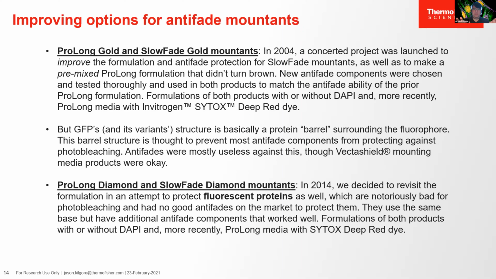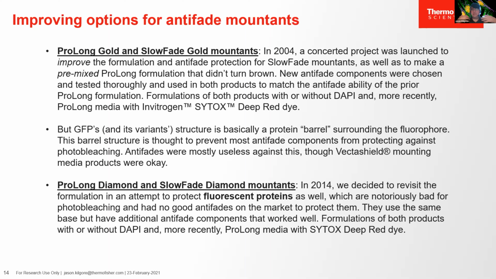And though these were better options and are still available, they weren't very good for fluorescent proteins. GFP in particular has a problem in that the fluorophore, which is the fluorescent part, is surrounded by this barrel structure of protein. And that barrel structure is thought to prevent many antioxidants from getting to the fluorophore to protect it. VectaShield was okay in terms of GFP photobleaching, but most everything out there was pretty poor.